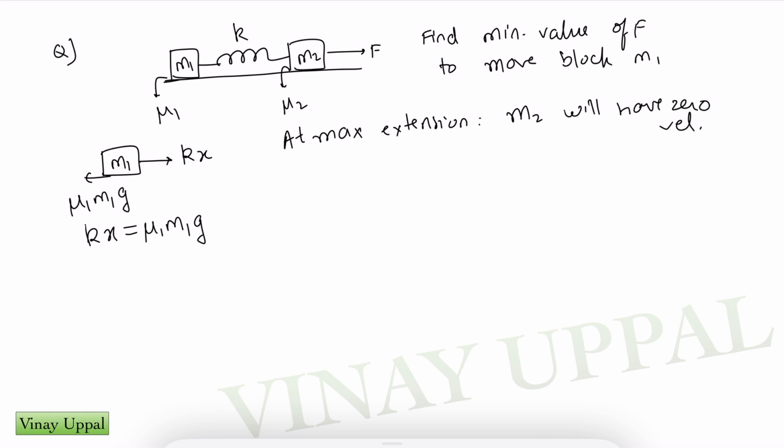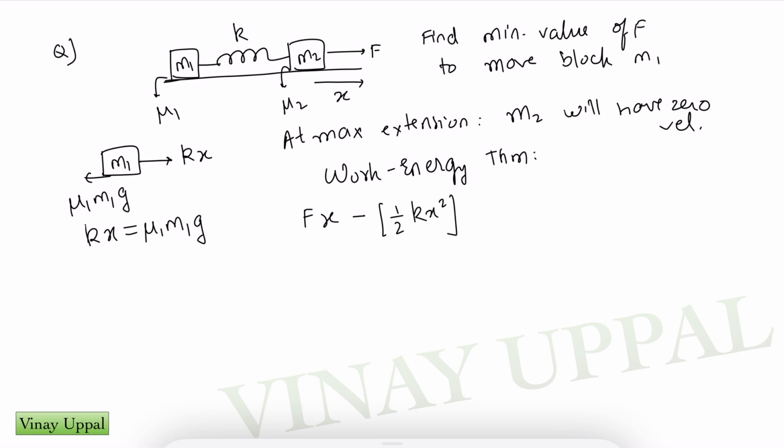So at maximum extension, M2 will have 0 velocity, and therefore what I can do is I can write the work energy theorem. So I'll write the work done by the external force. So let's say the spring extends by x, that means the block M2 is traveling by x. So F times x. The work done by the spring, can I write it as the negative of the change in potential energy? So negative of final potential energy is half kx squared and initial is 0.